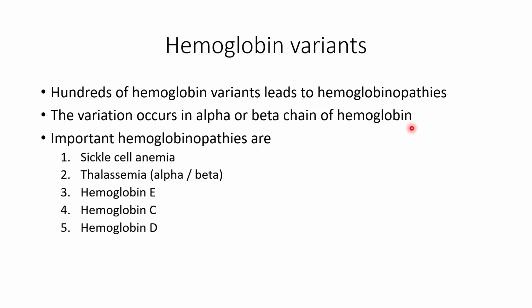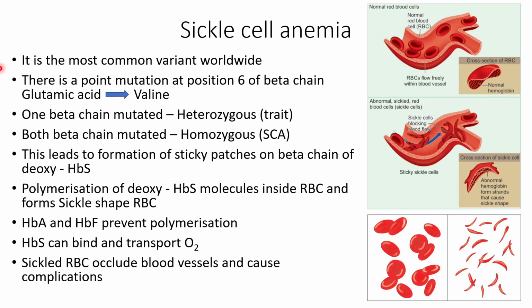Okay, so we'll look only at the important ones. Coming first to what is sickle cell hemoglobin, or sickle cell anemia. Sickle cell is the most common hemoglobinopathy worldwide. In this we have a genetic mutation. Now what is this mutation? It's a point mutation which occurs at position 6 of the beta chain of the hemoglobin.